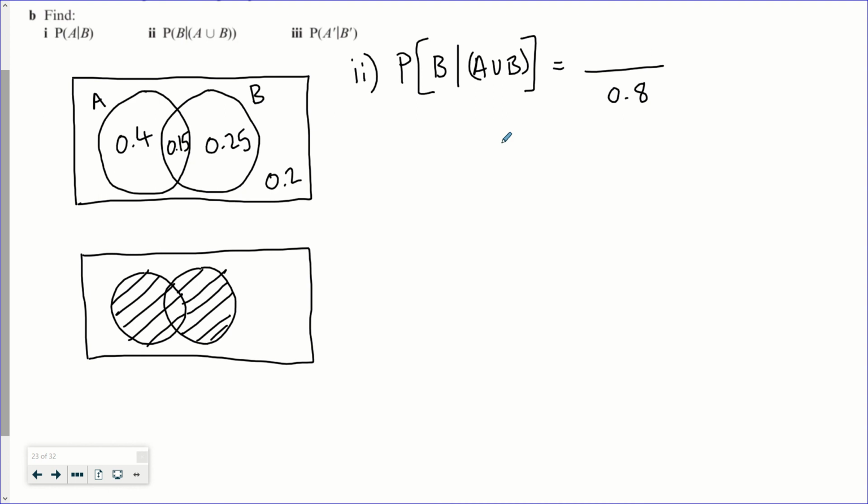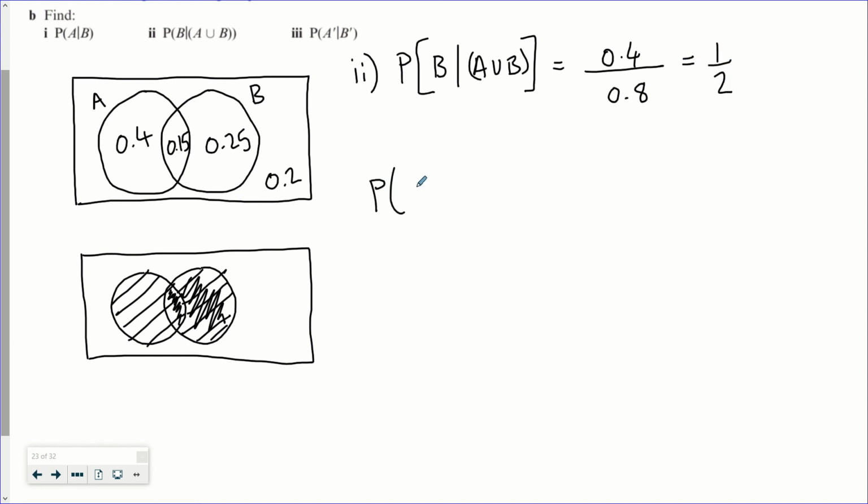And on the numerator, we want, what's the probability that we're in B that's also within this region? Given that we're in this region, where can I be in this region where B happens? Well, that's in this section here and this section here. And the total probability of being in those regions is just the probability of B, which is 0.4. So we'd get our conditional probability is a half.